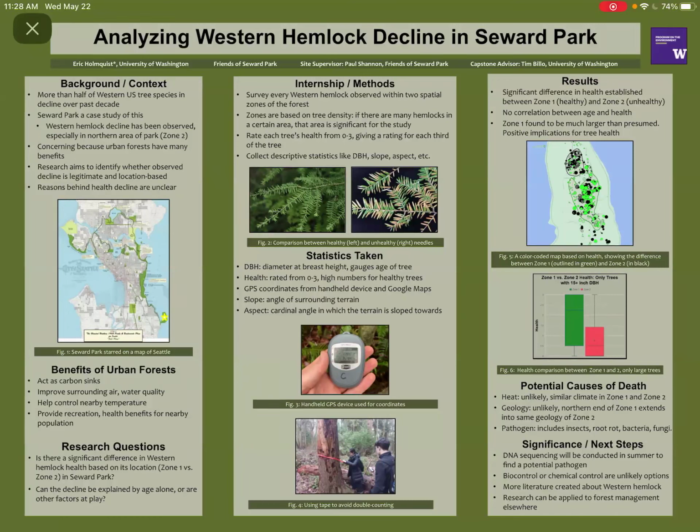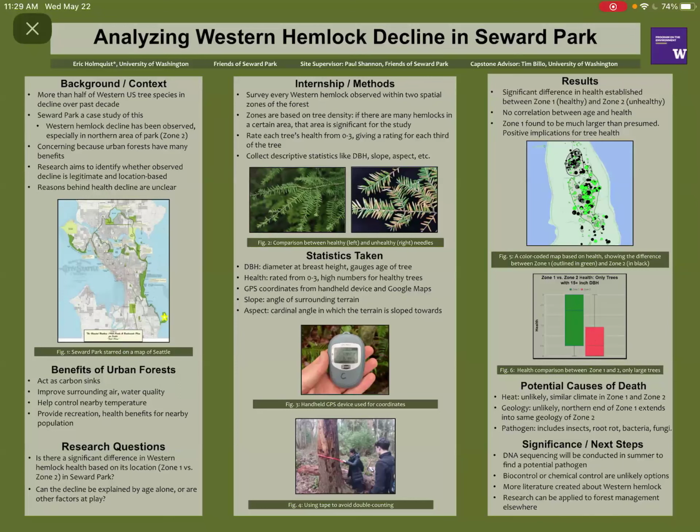Then, most importantly, we rated the tree's health. So we did that on a scale from 0 to 3, where very sick trees got ratings closer to 0, and healthy trees were closer to 3. Each third of the tree received a rating, then we averaged those numbers for the tree's overall rating. This was essentially based on how green the tree was, how many healthy needles it had.